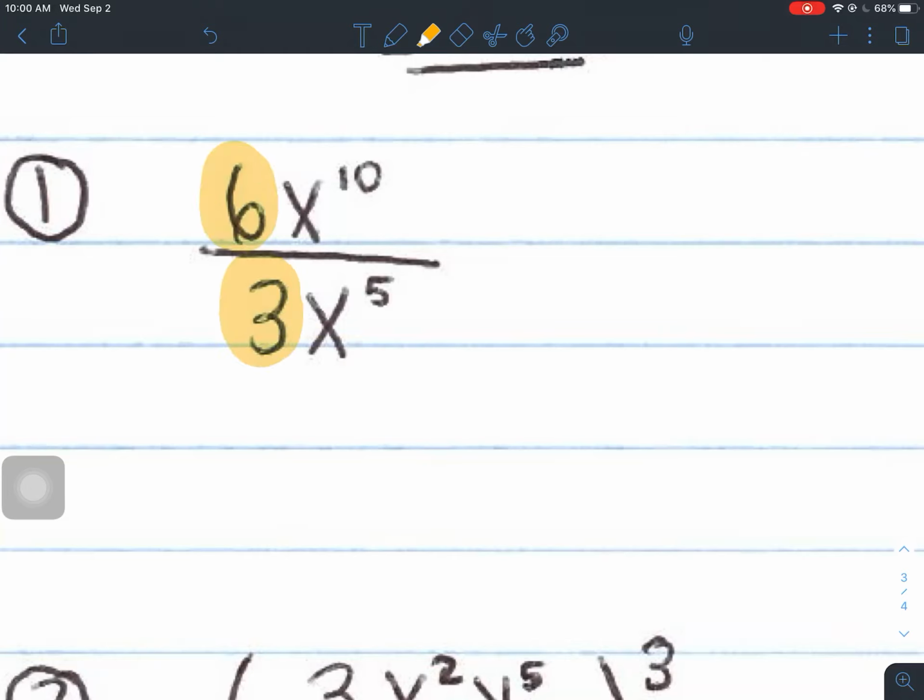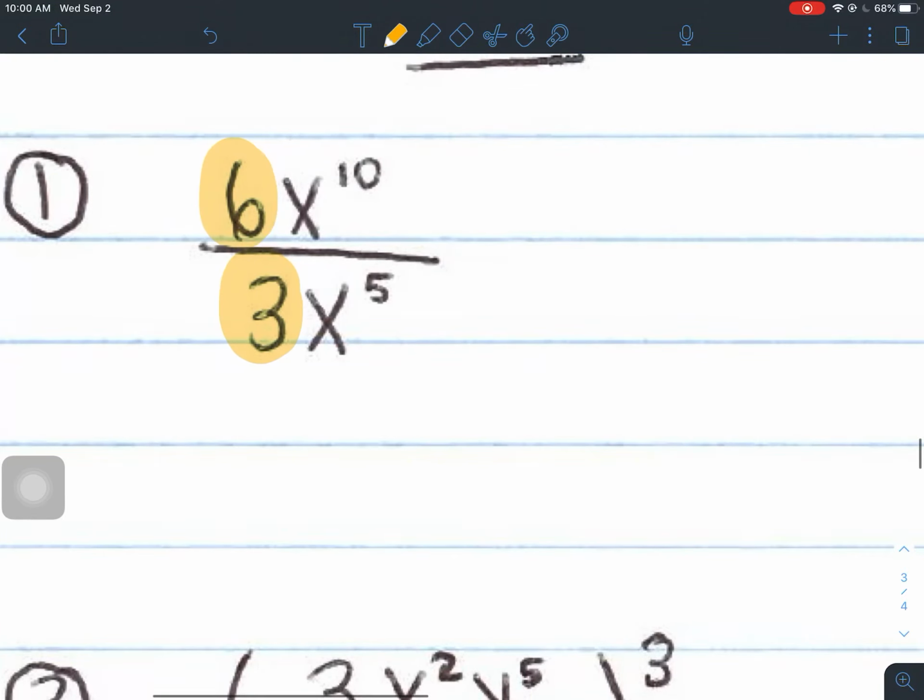So for example, 6 and 3 here are like bases. What is 6 divided by 3? Think about that. What is 6 divided by 3? Okay, 6 divided by 3 is 2 over 1, right? It's 2 over 1. Do you agree? 6 divided by 3?